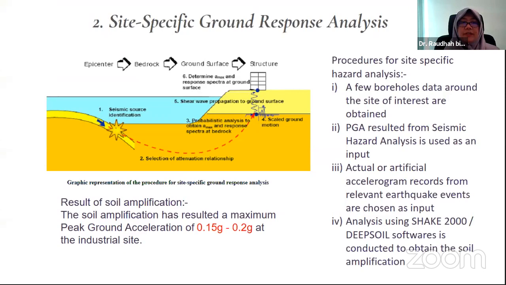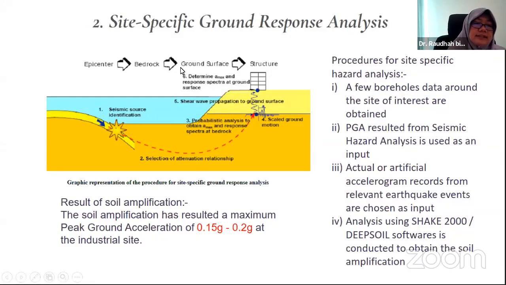Now you will have to continue with the second part, which is site-specific ground response analysis. A lot of studies have been done everywhere, especially in India, in Malaysia, everywhere in this world, so a lot of guidelines are there. There are many software packages available. You can use SHAKE2000, DEEPSOIL, or any method that is suitable for your location. Basically, the procedure requires data from boreholes, because you're going to check the shear wave velocity.